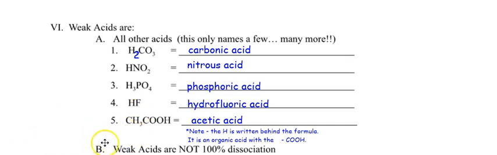So what do you know about weak acids? Well, strong acids, 100%, every single one of them splits up. Well, guess what a weak acid does? It doesn't 100% split up. Some do, some don't, okay?